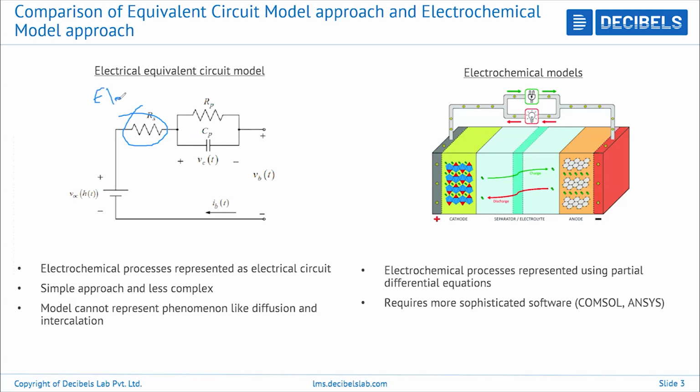This electrolyte resistance is always considered as the series resistance when representing the cell as an electrical circuit. The electrochemical processes are represented as a parallel resistor and capacitor, named RP and CP, which stands for polarization. Polarization is an electrochemical phenomenon that takes place inside the cell. It's a very vast process consisting of many smaller processes.